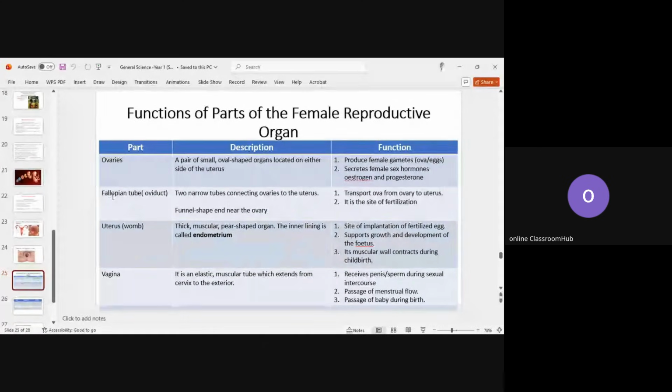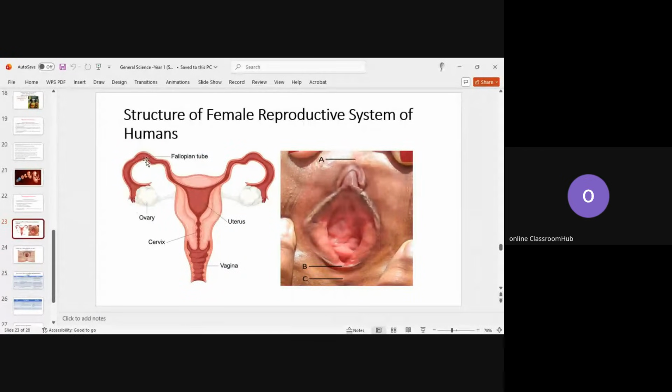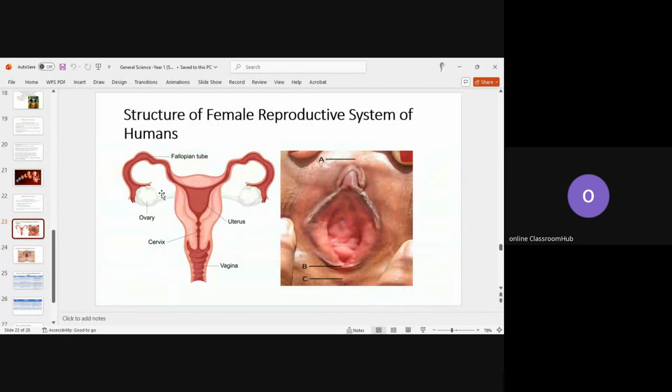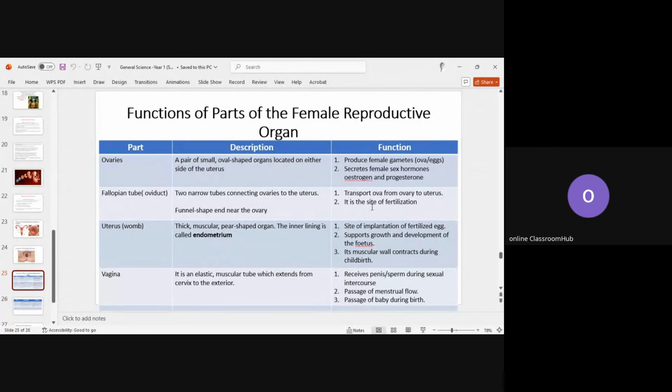Then we have the fallopian tube, which is also called the oviduct. They are narrow tubes connecting the uterus to the ovary. The function is that it transports ova from the ovary to the uterus. It is the site of fertilization. Fertilization occurs in the fallopian tube. Is it okay? And then we come to the uterus.